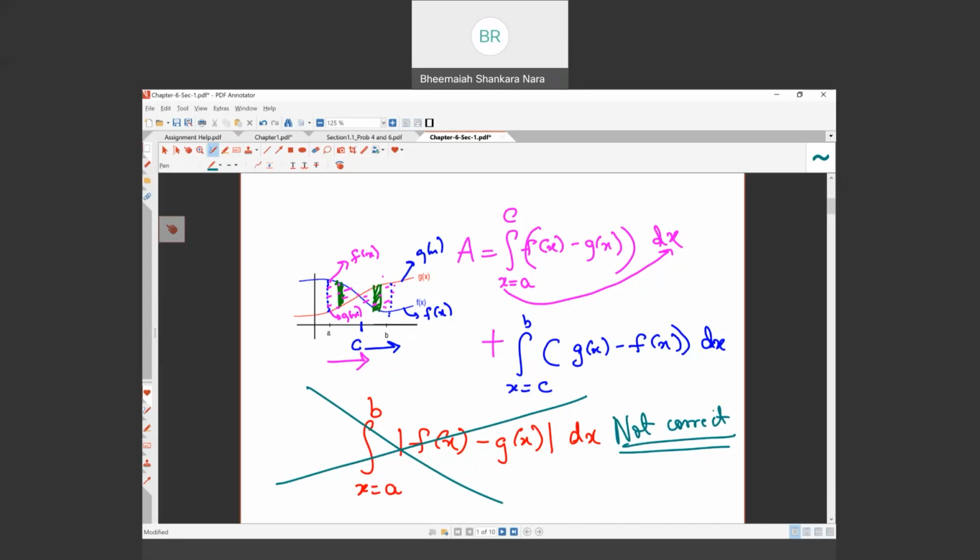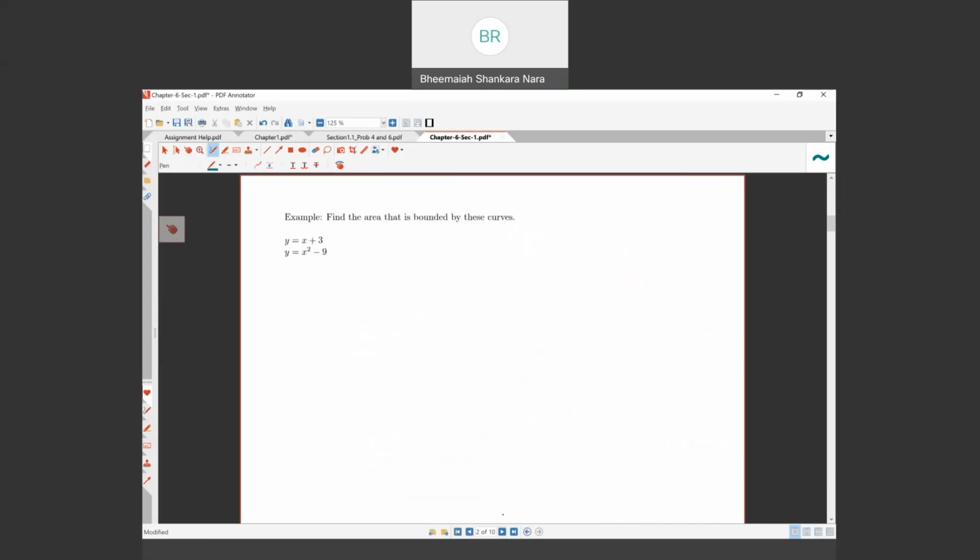So in this next example, we want to find the area that is bounded by these two curves. The first one is a straight line, and the second curve here is actually a parabola, which is symmetric about the y-axis.